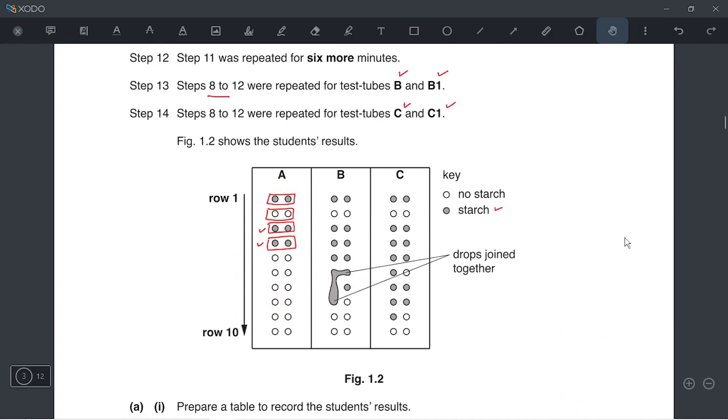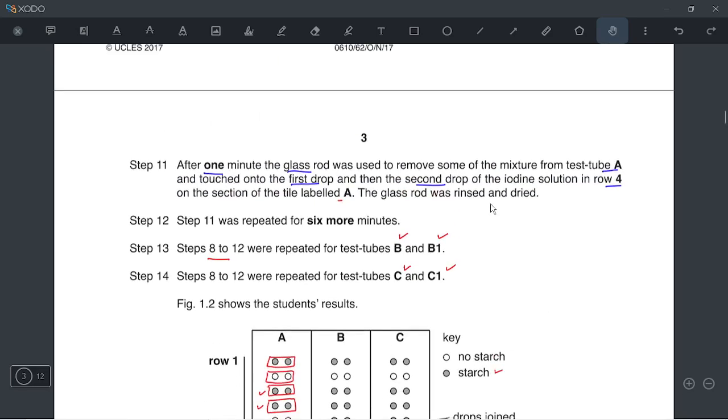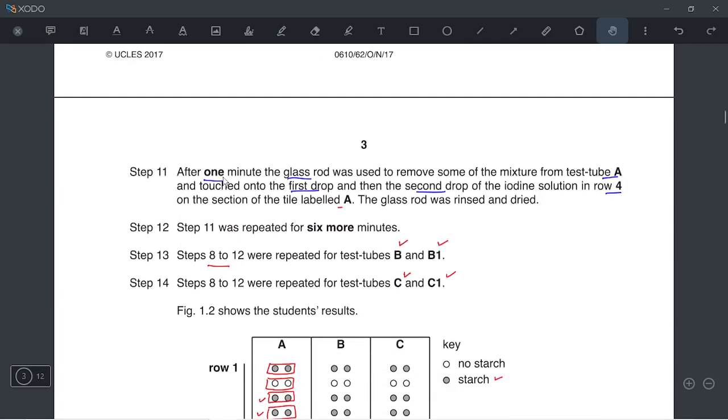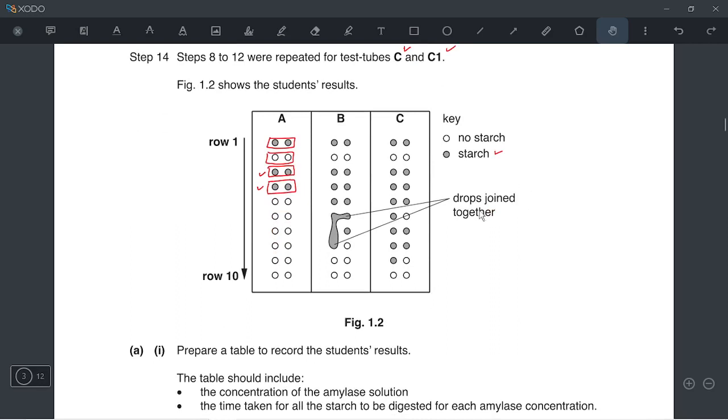In row 4 also there is starch, because just after 1 minute, the glass rod was used to remove some of the mixture from test tube A, that has a mixture of both starch and amylase solutions. Then it was touched onto the first drop, then the second drop of the iodine solution in row 4. So what is the result? No digestion, right? The starch is still there. So this is dark blue.